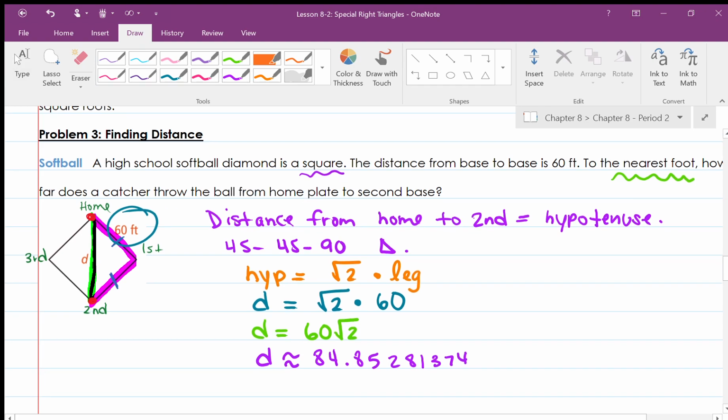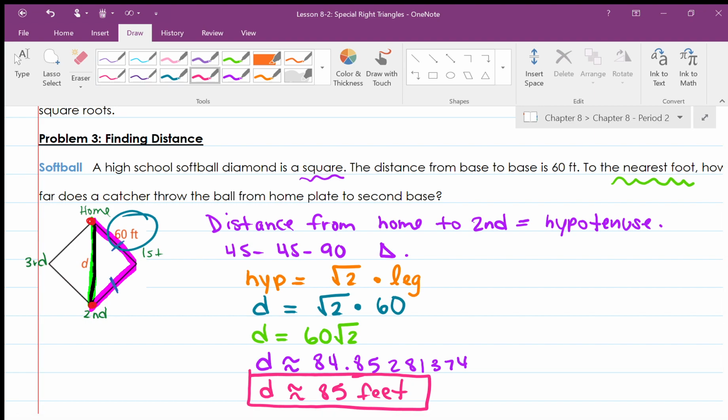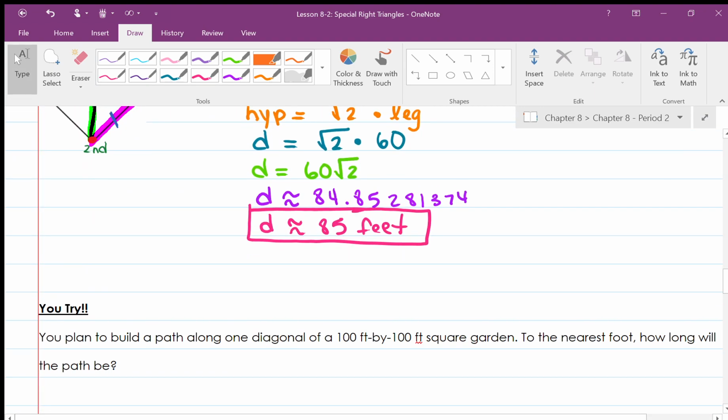They're asking for an approximation to the nearest foot. So you're going to look at this value. If it's 5 or above, you're going to round 84 up. If it's below 5, you keep it the same. So your distance here is approximately 85 feet. Okay? Not that bad. We're just taking the two problems that we previously did and applying it to a real world problem.